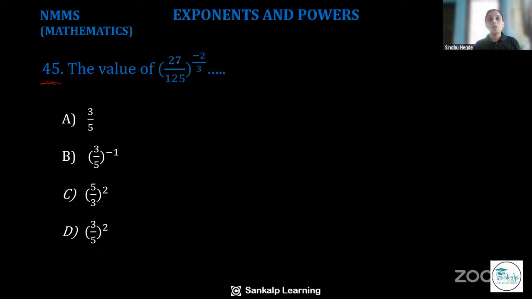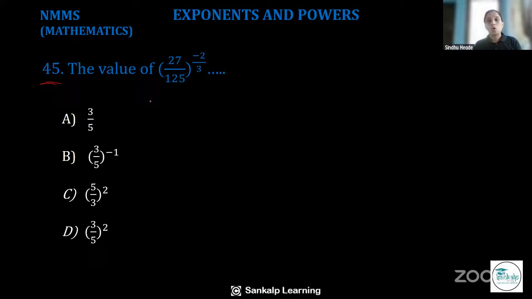Let us see question number 45 of the chapter Exponents and Powers. The value of (27 by 125) whole raised to minus 2 by 3 is dash. Option A: 3 by 5. Option B: (3 by 5) whole raised to minus 1. Option C: (5 by 3) whole square. Option D: (3 by 5) the whole square.